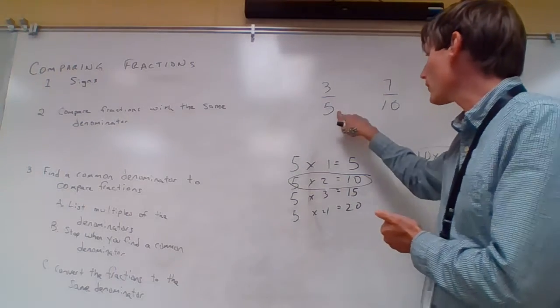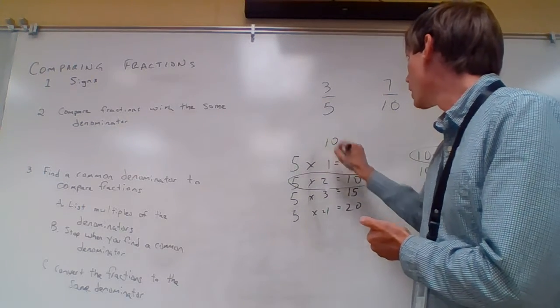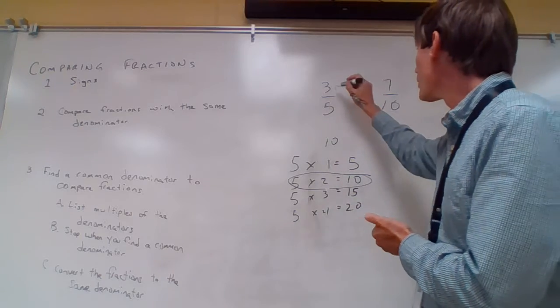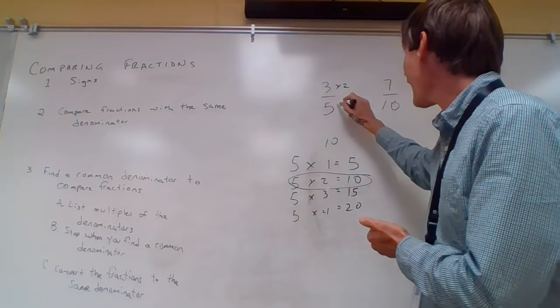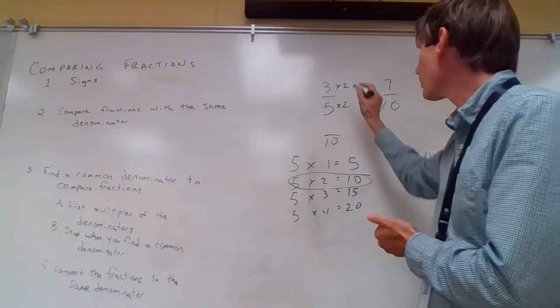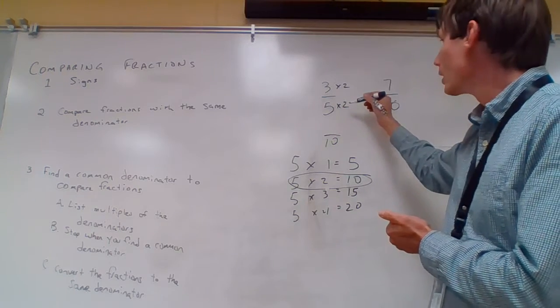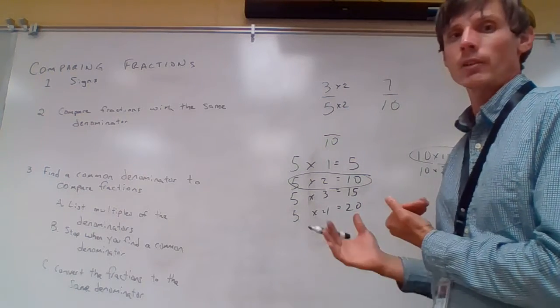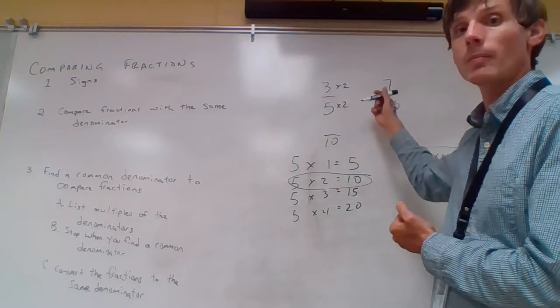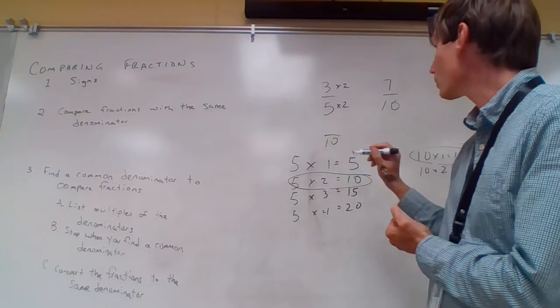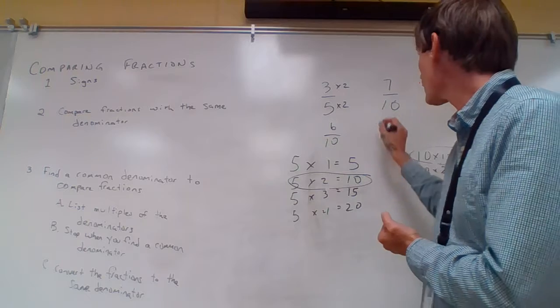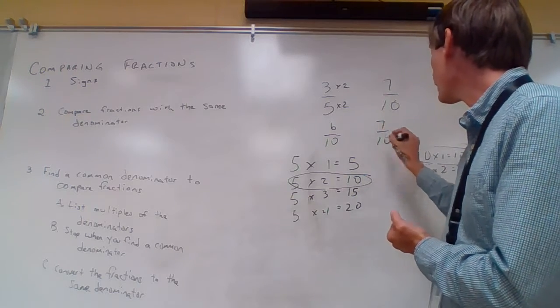So to turn our 3/5 into something out of 10, we know we've got to multiply by 2. So we're going to multiply our numerator and our denominator by 2. That's the most important part here. If you forget to do one, you're changing the value of the fraction. So you definitely want to multiply both your numerator and denominator by that 2. So we end up with 6 over 10 and 7 over 10.